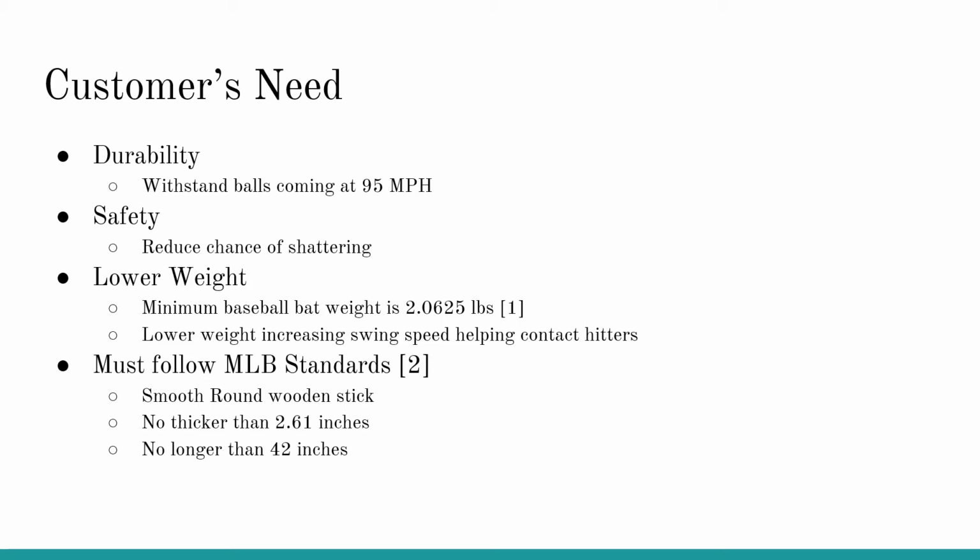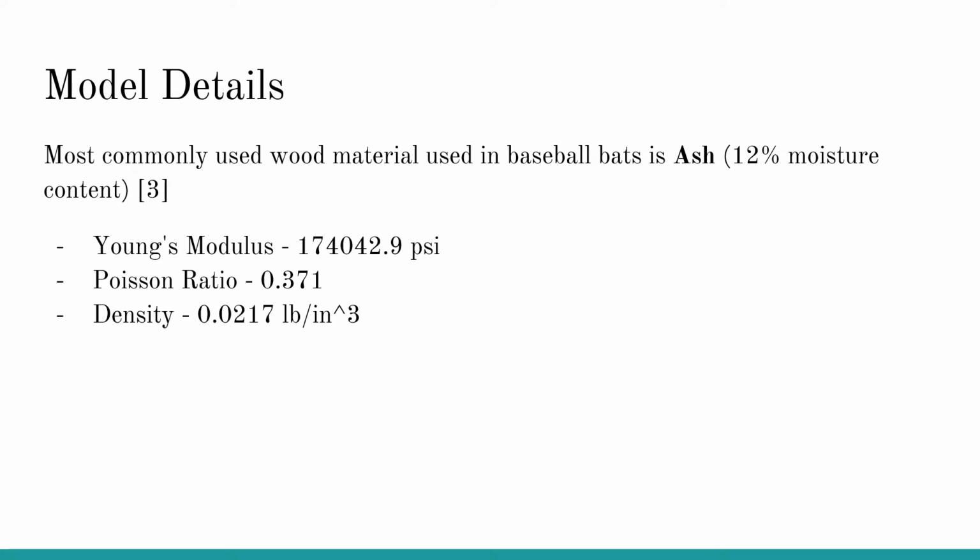Also, our bat must follow the MLB standards: below 42 inches in length, no thicker than 2.61 inches, and a smooth, round surface. The material we'll be using for our bat is ashwood. Ashwood is the most popular bat type used in the MLB. This is due to the fact that ashwood is flexible in nature, which helps generate a greater reaction force when hitting a ball. This flexibility will also help in our design, as more rigid materials create a greater risk of shattering.